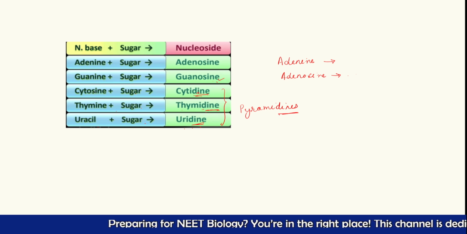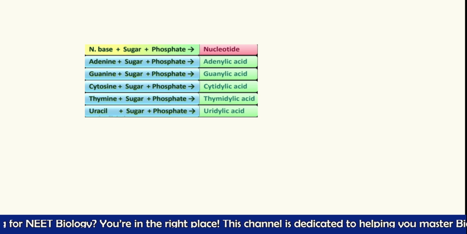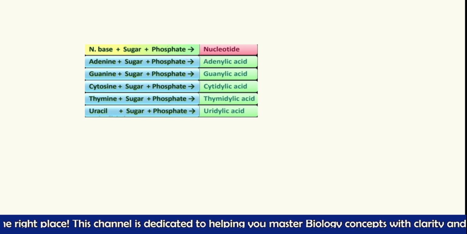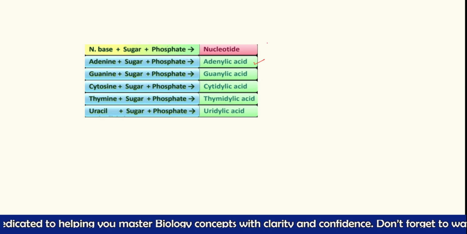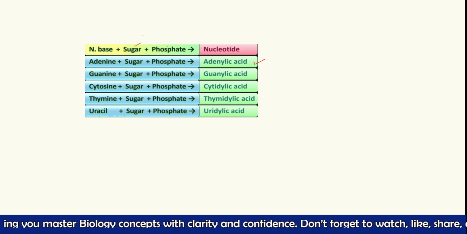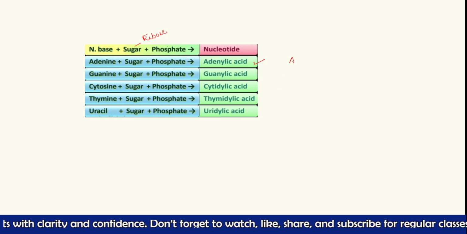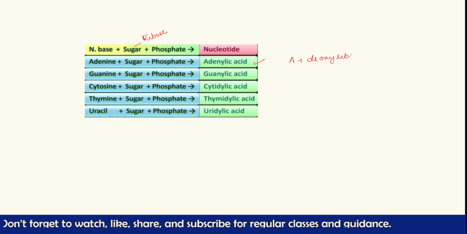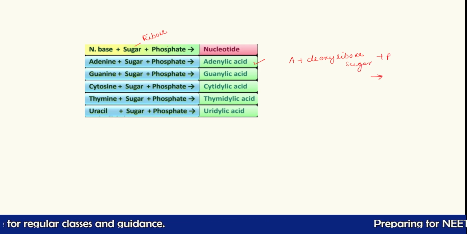Okay, so let's go to nucleotide names. When adenine plus sugar is adenosine, and in that the phosphate group, the phosphoric acid, is attached, it is called adenylic acid. Here the sugar is the ribose sugar. Here adenine plus deoxyribose sugar is there. Deoxyribose sugar plus phosphate, then what name can we give?